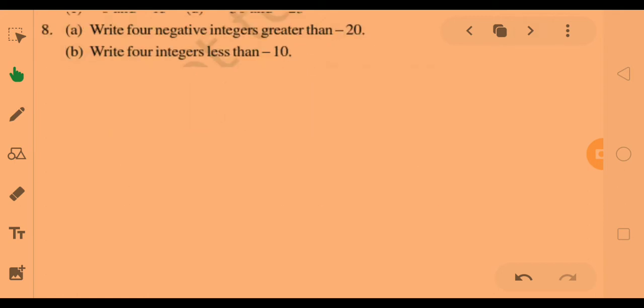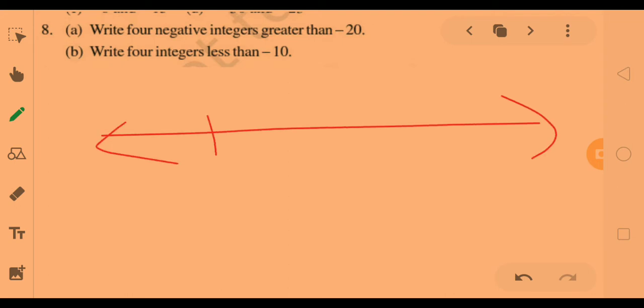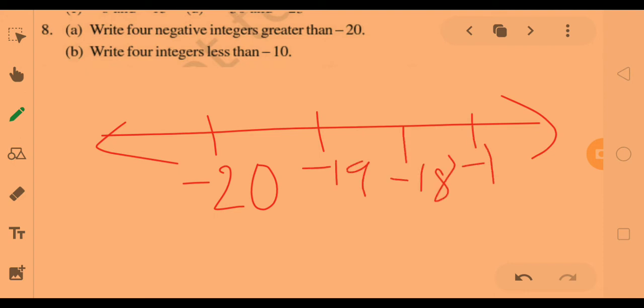Write 4 negative integers greater than -20. In order to write 4 negative integers, we know that on the number line, suppose somewhere -20 is there. In order to find the larger integers, we have to find the right side integers. So on the right side of -20, which integers will come? -19, -18, -17, -16, and so on.